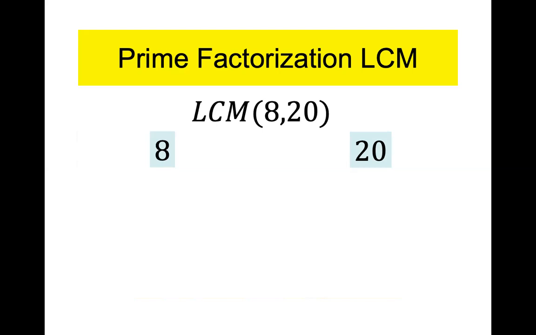Prime factorization. 8 is 4 and 2. 2 is prime, 4 is not. 2 and 2. So the prime factorization of 8 is 2 to the 3rd, or 2 times 2 times 2. We good? All right, Alora, prime factorization, do it.